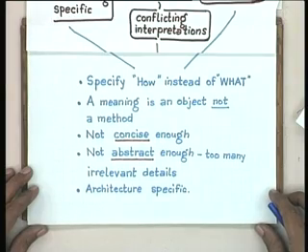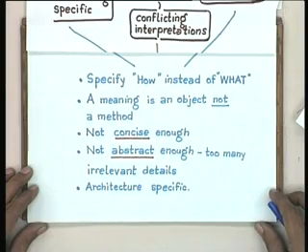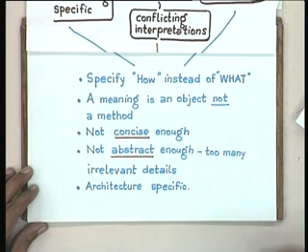And lastly, of course, what all this detail means is that they are not abstract enough. There are too many details which are irrelevant to a user. For example, it's too architecture specific. Even if it specifies an abstract machine with an interpreter for it, it is still architecture specific.